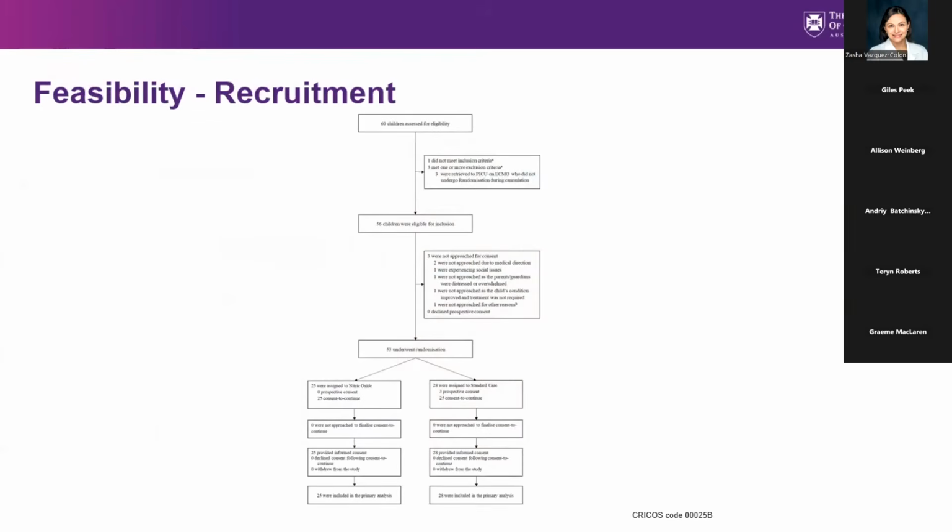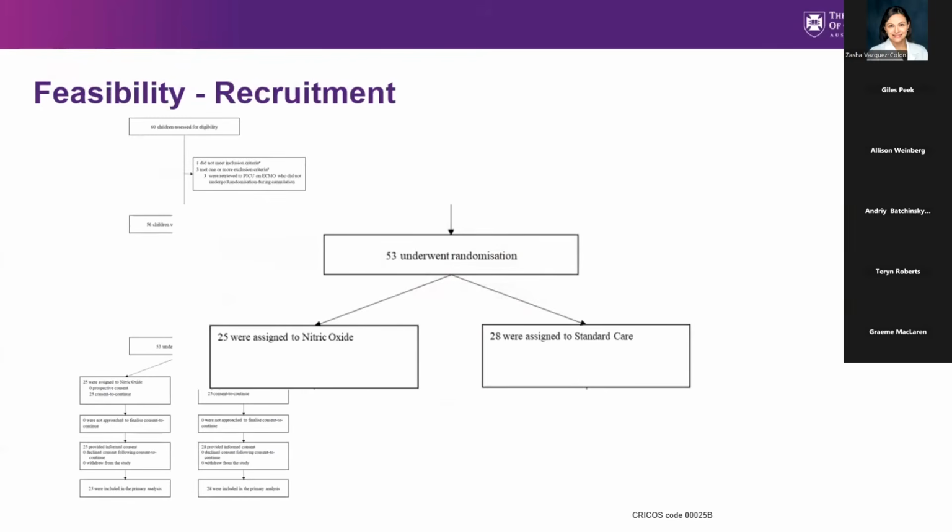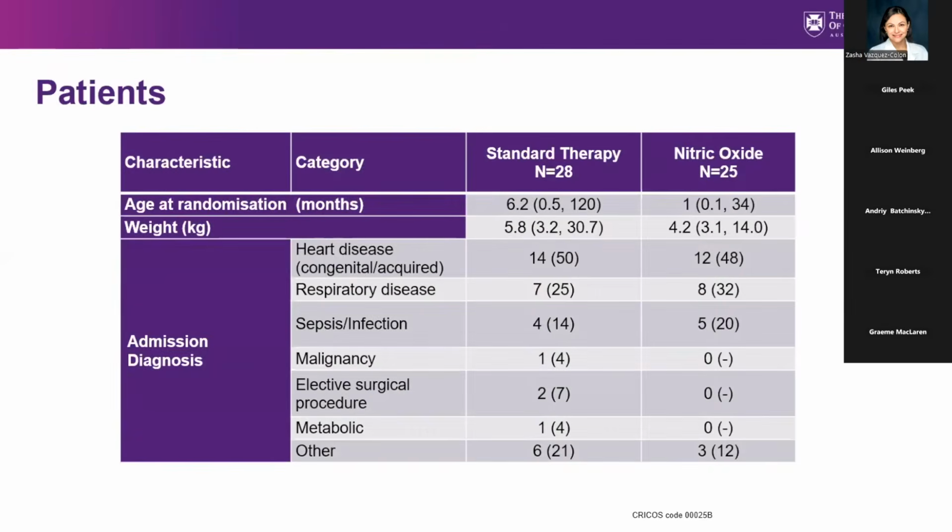So we had 60 patients, 53 of which underwent randomization, and 25 were assigned to nitric oxide and 28 to standard care. When you look at the characteristics of the group, this is all in pediatrics, it's not in adults. You can see here months at randomization, 6 months versus 1 month in the two groups, with comparable weight. And then you see the admission diagnoses here. What I found interesting is that even though we had a low number of patients, there was a relatively equal distribution of the various disease groups.